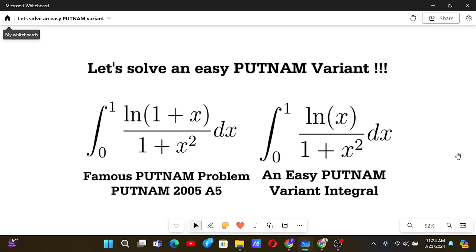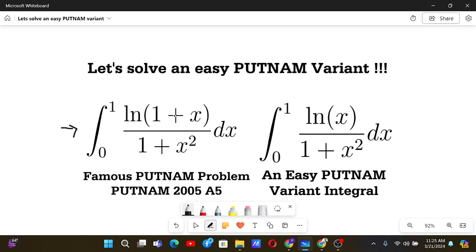Let's solve an easy Putnam variant. This over here is a really popular integral, and we have to make some tricky substitutions. Let's say x equals tan theta, and this simplifies. Then we also have to use King's rule and such. This is a really tricky problem, and it's also popular on YouTube right now.